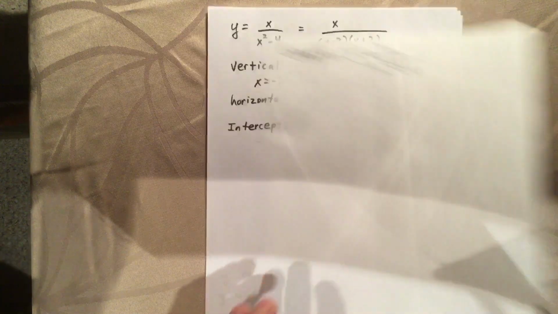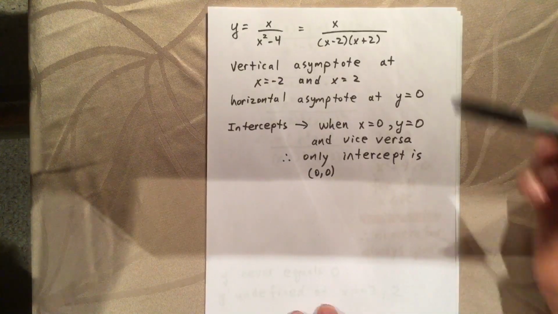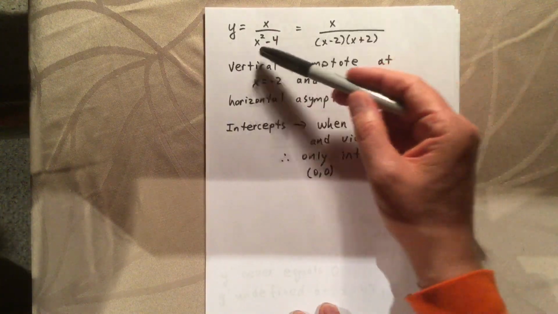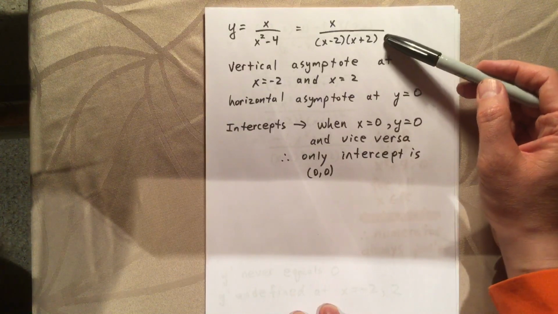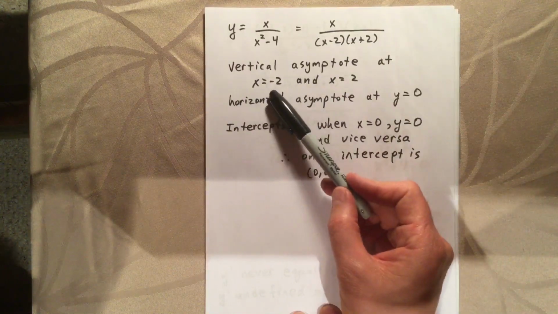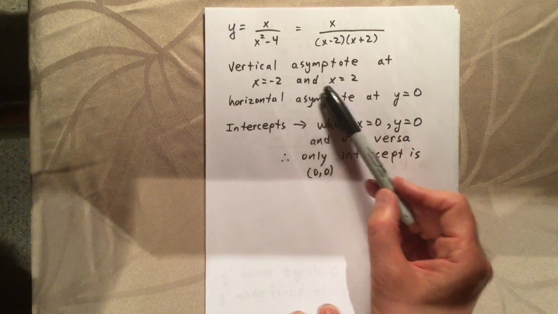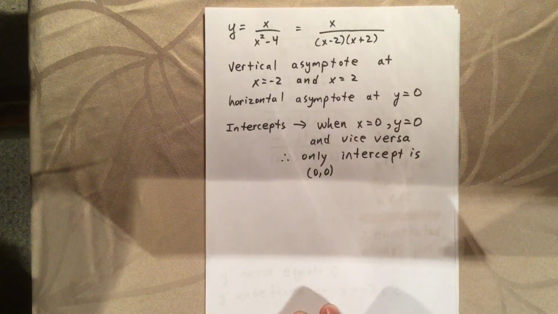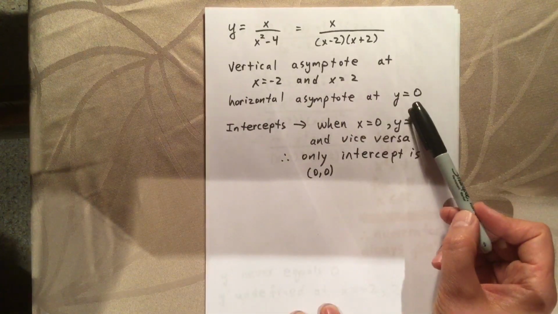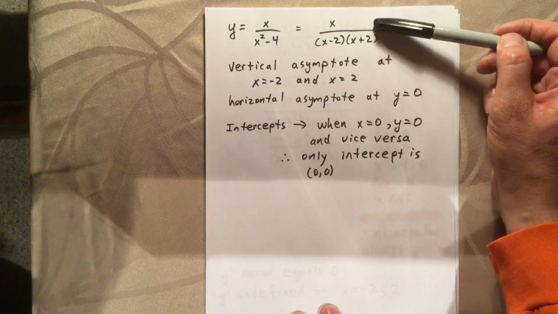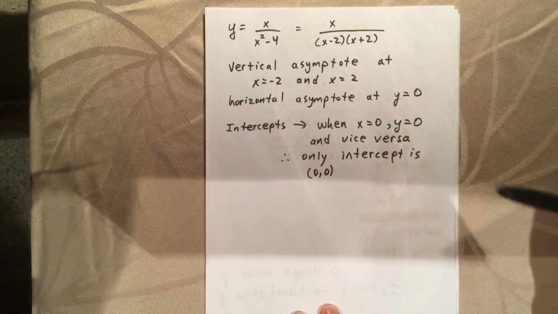In this question, we're going to graph the curve y equals x over x squared minus 4. Well, first thing we should do is factor the denominator. We get x minus 2 and x plus 2, and we see that we have a vertical asymptote at x equals negative 2 and at x equals positive 2. Next, we see we have a horizontal asymptote at y equals 0 because we have degree 1 over degree 2.